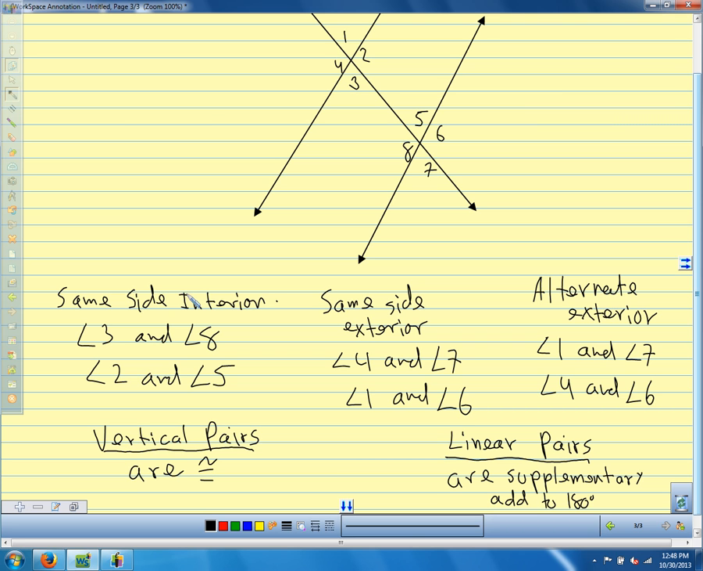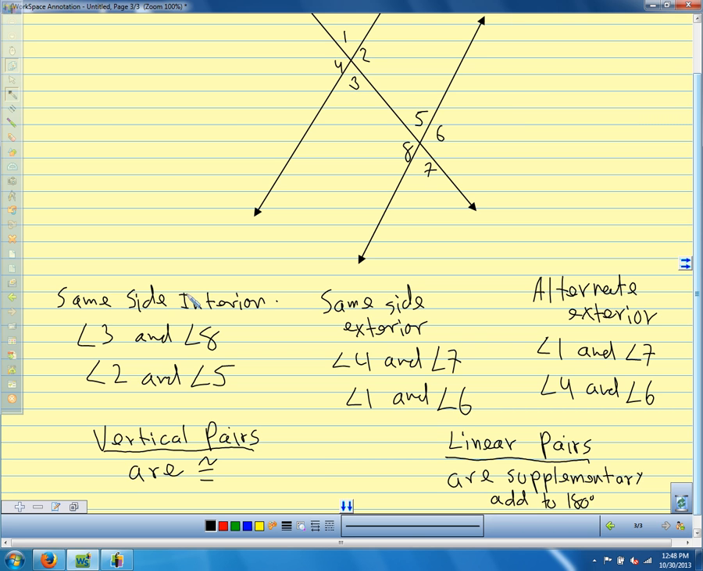Now the angle pair that most students confuse are corresponding angles. So let me give you a hint about corresponding angles. Corresponding angles are the only pair where one is outside the lines and one is inside. All the rest are either both inside or both outside. Corresponding angles are the only ones where one angle is outside the two lines and one is inside. So that might help you remember.